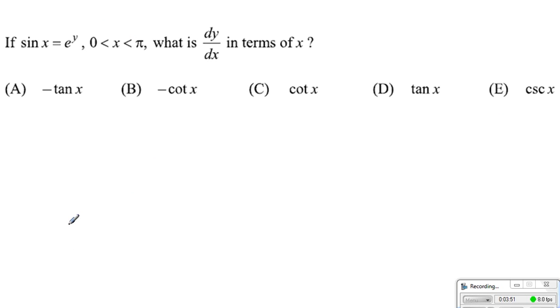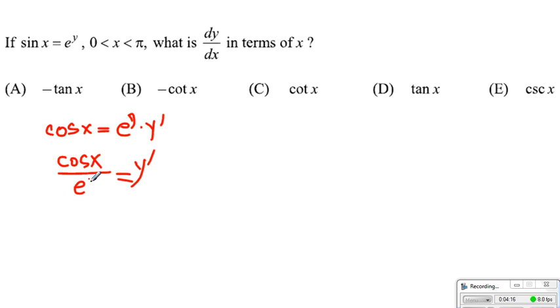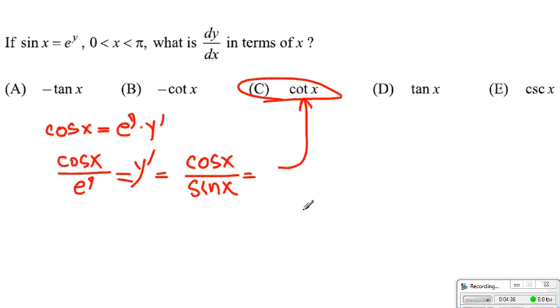Alright, the next question. Here we can solve this one exponentially. In that case, we'll have cosine of x equal to e to the y times, by the chain rule, y prime. Now if we solve for y prime by itself, y prime will be equal to cosine of x over e to the y power. Well, e to the y power, as it is given, is sine of x. So that must be equal to cosine of x over sine of x. Now, cosine of x over sine of x, we know, is equal to cotangent. So therefore cotangent becomes our answer.